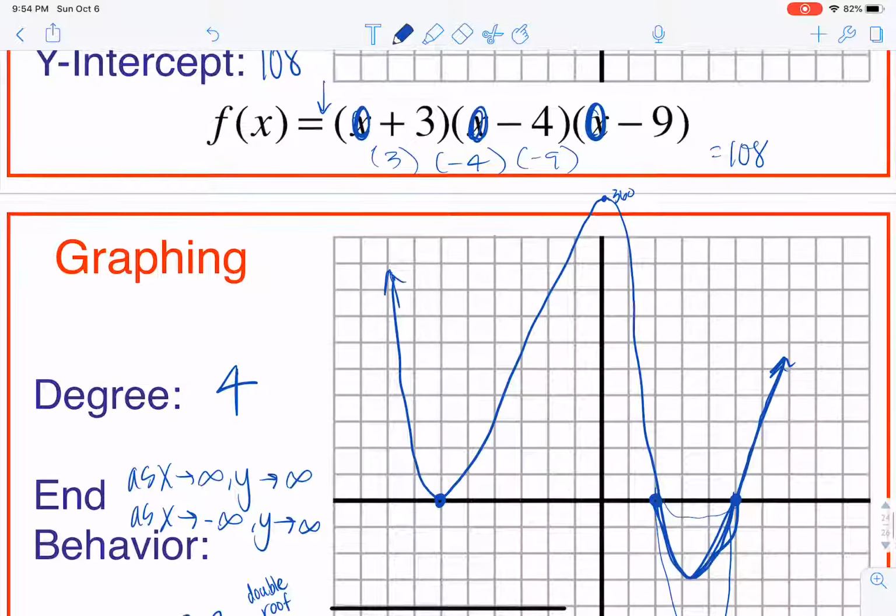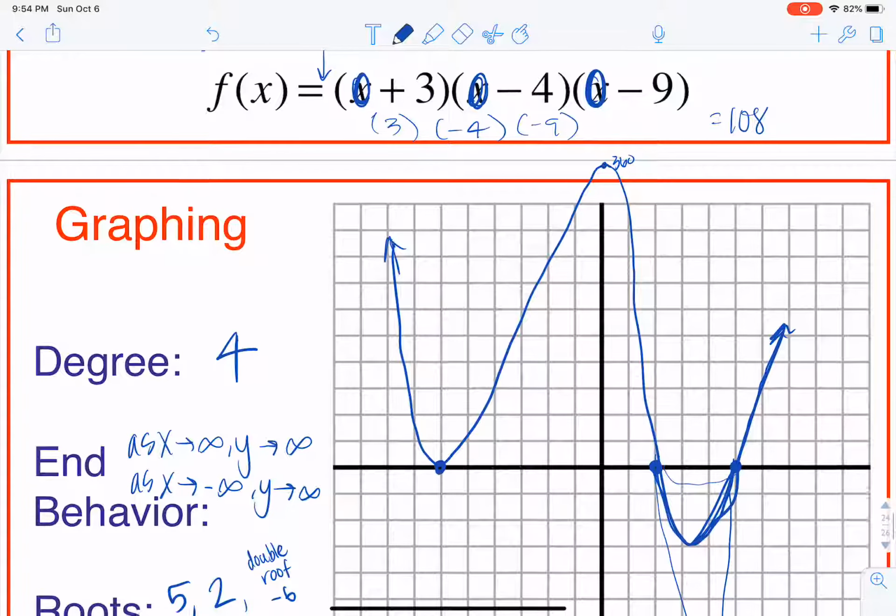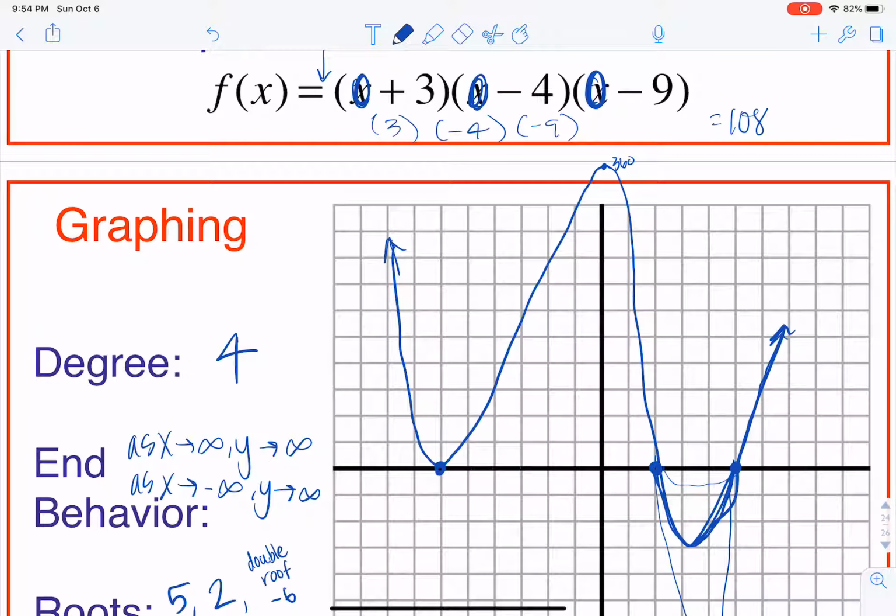So that is some practice with graphing polynomials that are in factored form. You'll notice that I uploaded a practice sheet for you, and I also uploaded the answer key, so you can go ahead and practice doing some of these problems on your own.